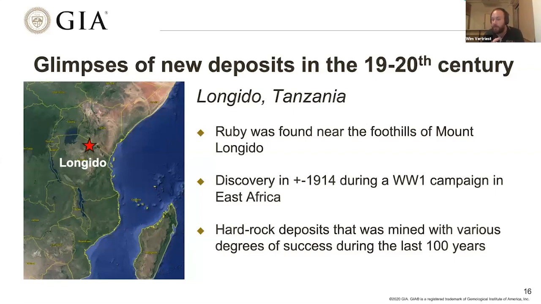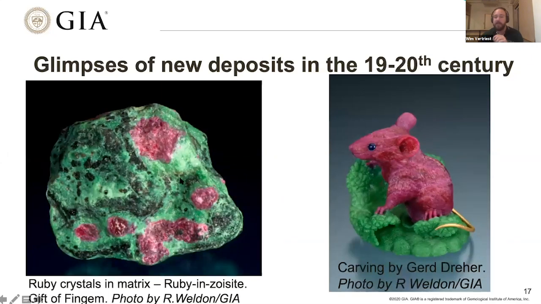It's a hard rock deposit, which means that there are no secondary deposits. It's really hard to work there. You really need blasting, tunneling, going very deep. And it was mined with various degrees of success during the last 100 years. But the material they produced there is so typical, so unique, I'm 100% sure that everyone has seen this. So this is the material that is mined there.